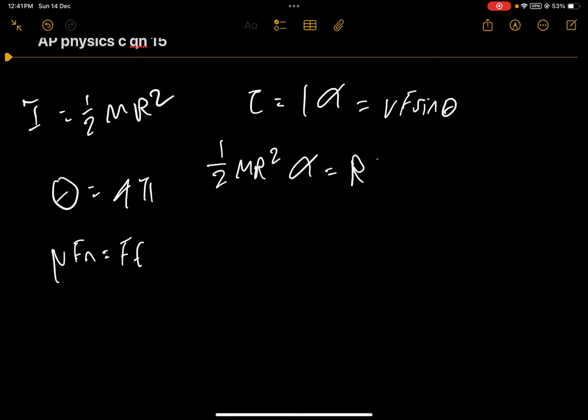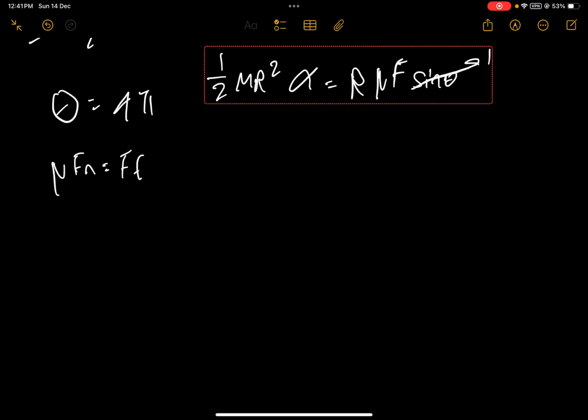Hence, we're going to have this. Remember that because the brake is acting orthogonally to the disk, sine of theta is going to cancel out to 1. We have this equation. Now let's solve for alpha.